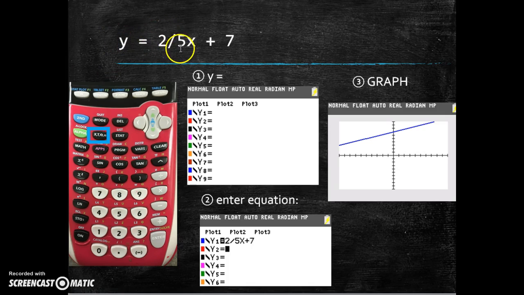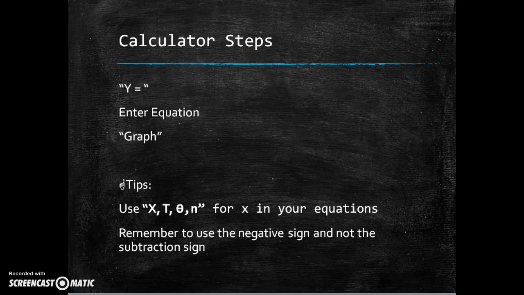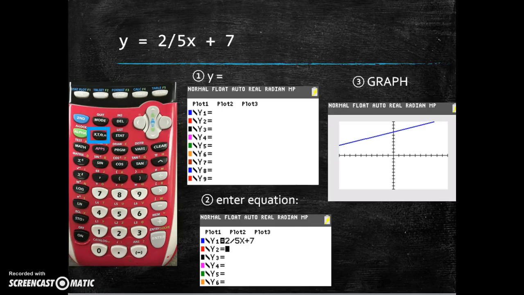It says y equals 2 over 5x plus 7. So those same steps that we just did here, go ahead if you want to, press pause and try to do the second one by yourselves. If you're not feeling that courageous yet, join me. So what did we do first? First thing we did was we pressed y equals. That was this button right here.